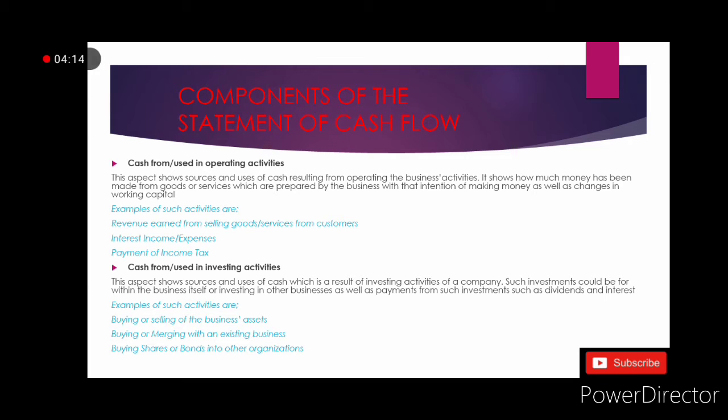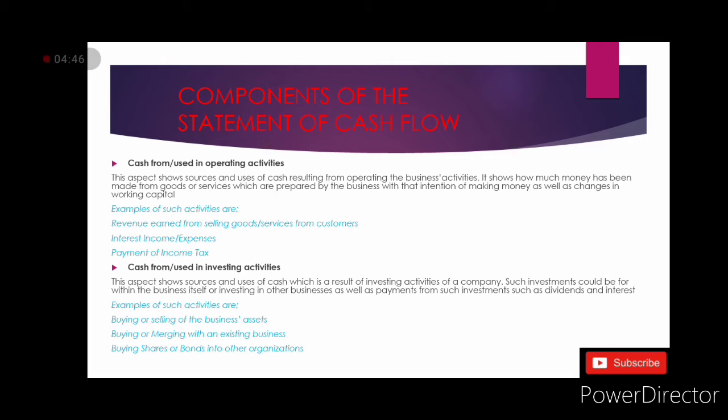So then basically a business could have two options as far as this component is concerned. The business could either choose to invest upon itself, or the business could choose to invest upon other businesses. So whatever cash that has been received, or whatsoever cash that has been spent from either one of these two decisions is placed into this particular aspect.